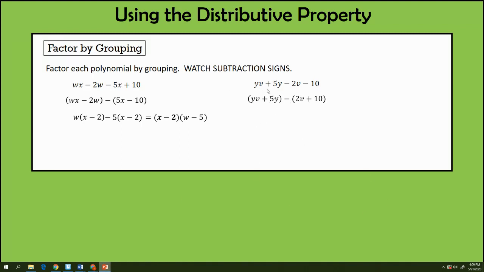Same process. What do they have in common in the first? You factor the first binomial. What do they have in common? These two terms in this grouping symbol. Well, they have y. So I'm going to take the y out here. What's the GCF here? It's a 2.